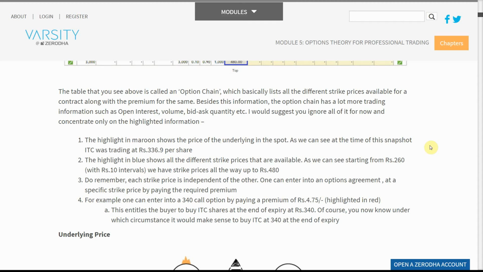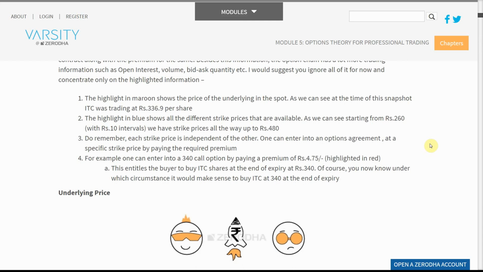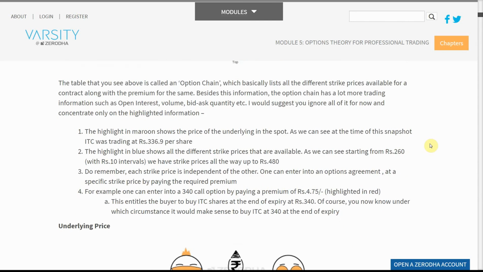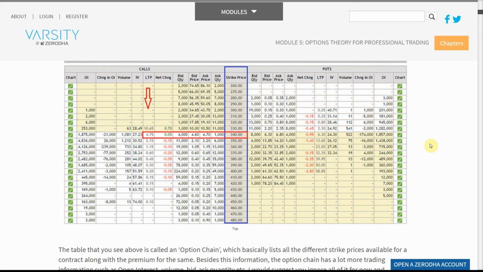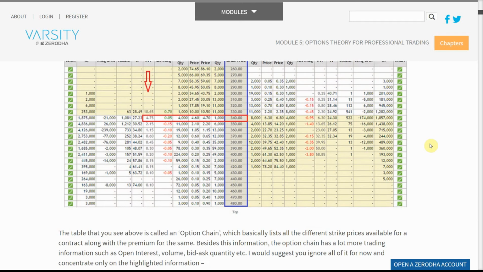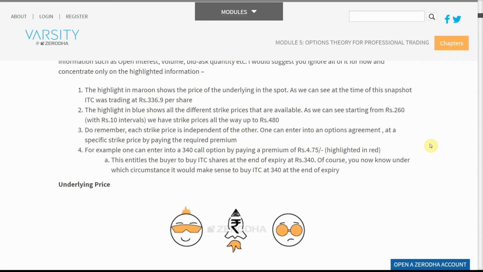The highlight in maroon shows the price of the underlying in the spot. As we can see, at the time of this snapshot, ITC was trading at 336 rupees and 90 paise per share. The highlight in blue shows all the different strike prices that are available. As we can see, starting from 260 rupees with 10 rupees intervals, we have strike prices all the way up to 480 rupees. Do remember, each strike price is independent of the other.